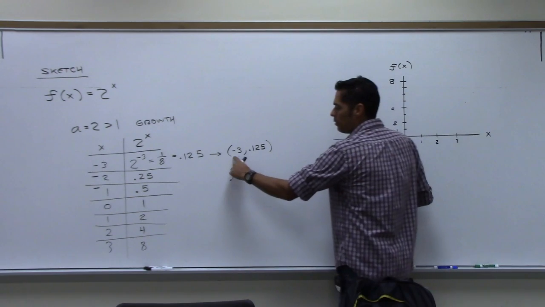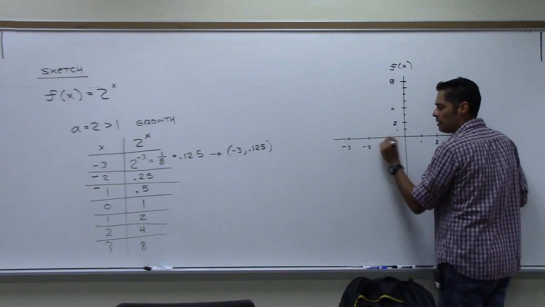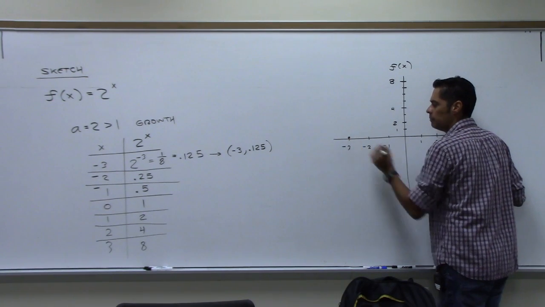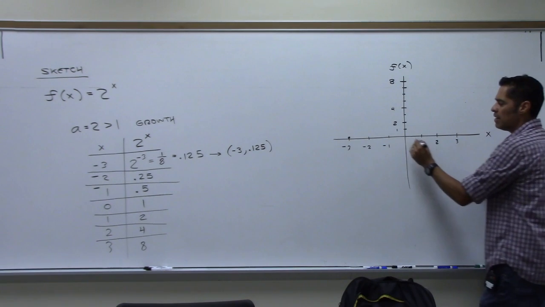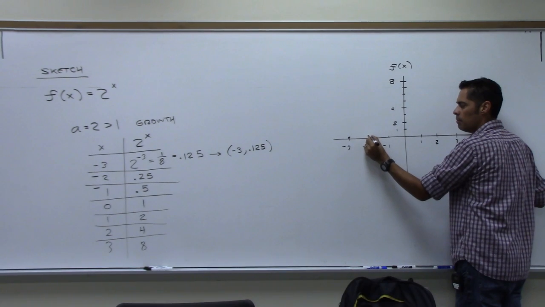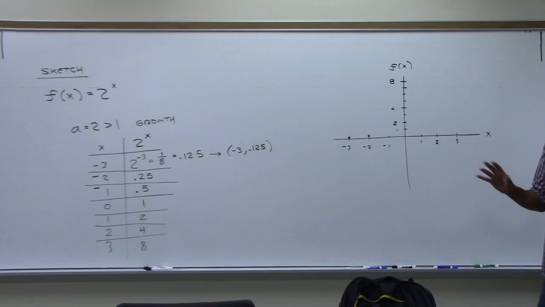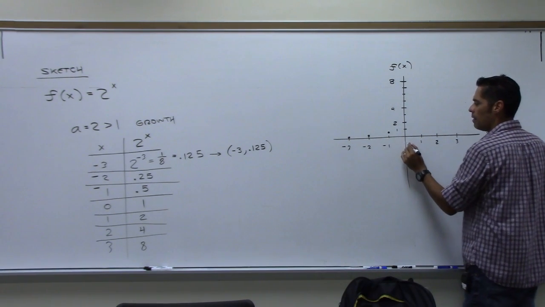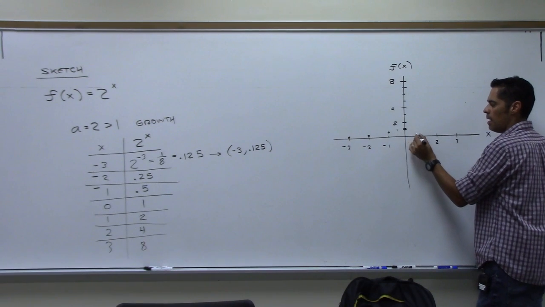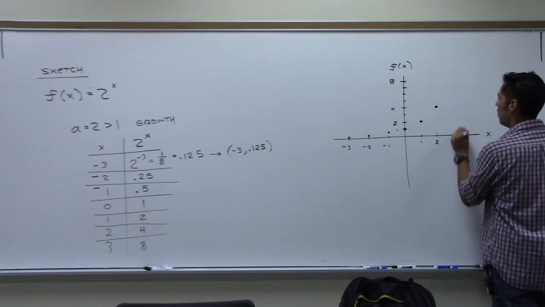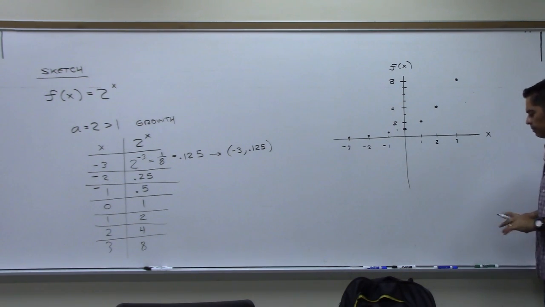So let me start with this first one. Negative 3, 0.125 is going to be to the left and just barely up a little bit, right? Just barely up, so somewhere around there. At negative 2, I'm at 0.25, which is higher than this point, right? And we're just kind of ballparking it, all right? We don't have to be perfect. At negative 1, we're at 0.5, so like right here. And then at 1, we're at 2. At 2, we're at 4. And at 3, we're at 8. And you can pretty clearly see the exponential growth, right?